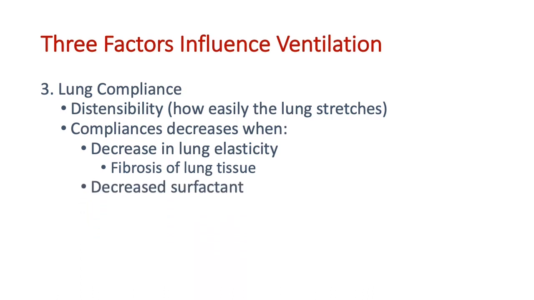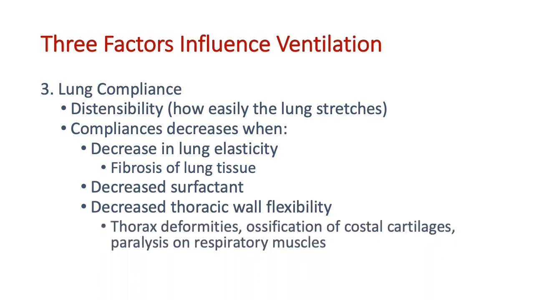Decreased surfactant production will also increase surface tension, making it difficult to stretch the lungs. Remember, surface tension causes the alveoli to collapse. In addition, anything that decreases the flexibility of the rib cage will decrease compliance. Several things that can do that are deformities of the thorax, ossification of the costal cartilages that occur with aging, paralysis of respiratory muscles, or obesity.